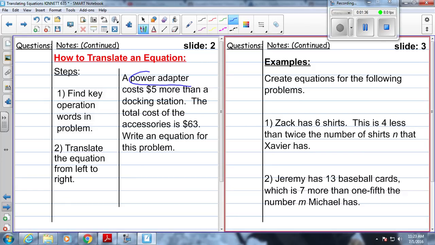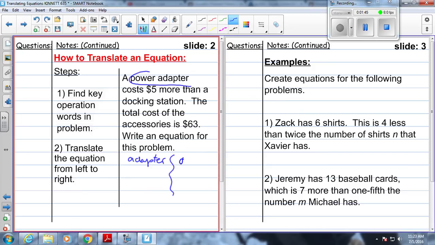So we have a power adapter. I'm going to write adapter. And it seems like, as I keep on reading, the total cost, we also have this docking station, and we don't know both. So a lot of students think this is a two variable problem, but they stated one variable in terms of another. So do we know what the docking station is? We don't. So we're going to call that the variable D. And then in that first part of the problem, they said the adapter was $5 more than the docking station. So we write that as docking station plus 5.